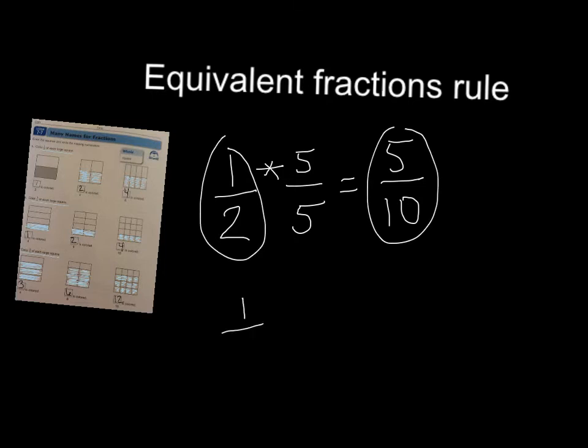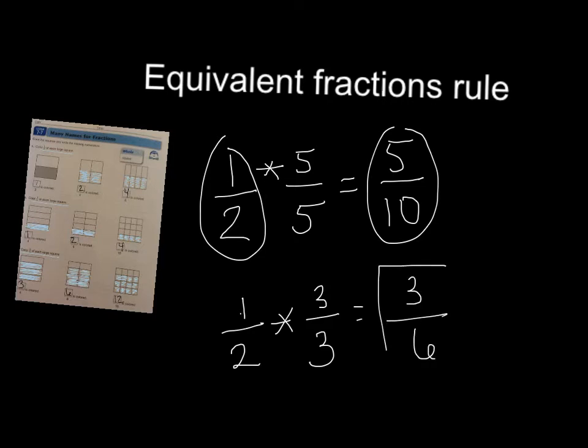I could do the same thing with 1/2 times 3 over 3. 1 times 3 equals 3. 2 times 3 equals 6. Another fraction that is equivalent to 1/2. So this is an easy way of being able to come up with equivalent fractions.